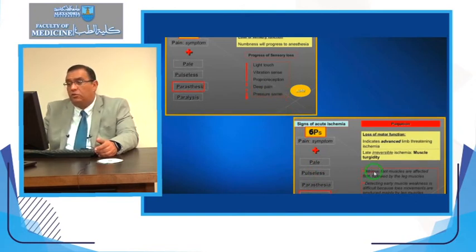Usually the intrinsic foot muscles are affected first, followed by the leg muscles. And usually the movement of the toes comes from the leg muscles. So the first movement to be lost is the plantar flexion or dorsiflexion of the foot, but the movement of the toes is lost late. So don't rely on the toes movement. Toes movement is a late sign. It is present even in late stages of ischemia because it comes from the leg muscles.